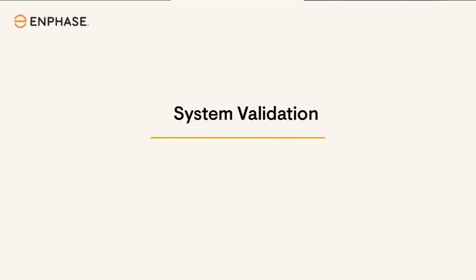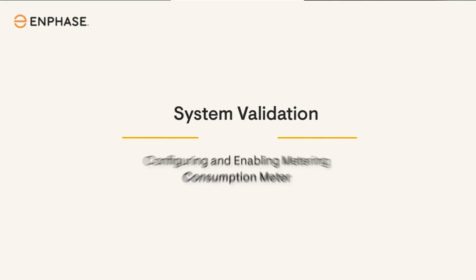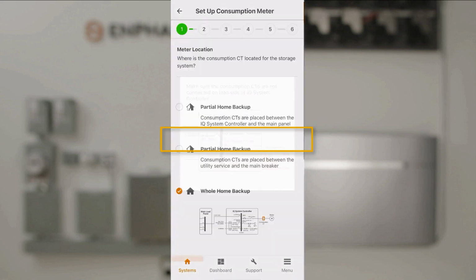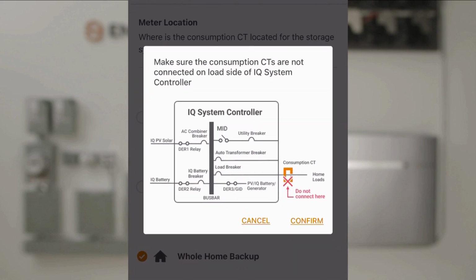Configuring and enabling the consumption meter. Tap consumption meter to configure it. A pop-up will remind you the consumption CTs cannot be installed on the load side of the MID. Check and confirm the CTs are not installed on the load side of the system controller.